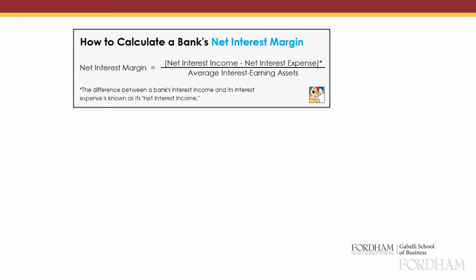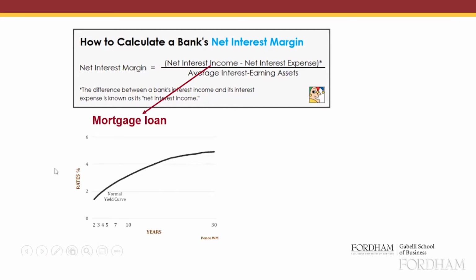And here, we want to look at how the bank calculates its net interest margin. Net interest margin is equal to net interest income minus net interest payment. And where does the bank get the income from? Well, largely from mortgage loans. The mortgage loan, in general, is tied to the 10-year Treasury bond yield. Let me say this again. The mortgage loan, the 30-year fixed mortgage, is tied to the 10-year Treasury yield.